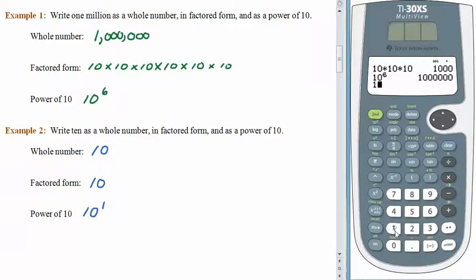And of course, we can check this with our calculator. 10 raised to the first power is 10. There you go. So it seems a little suspicious when we're writing it down, but the calculator tells us that we are correct.